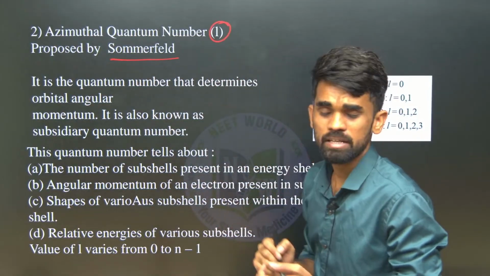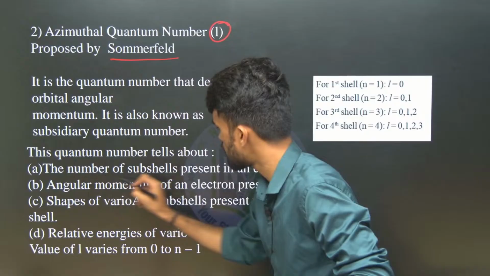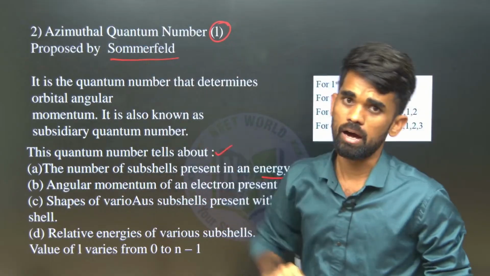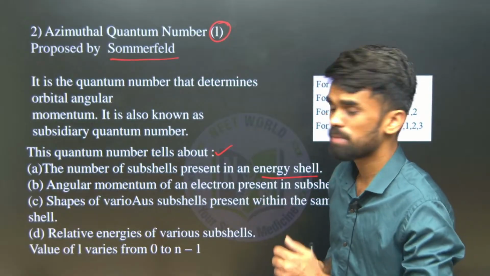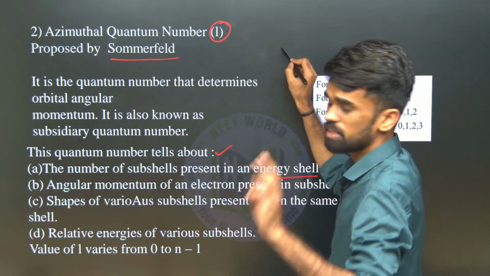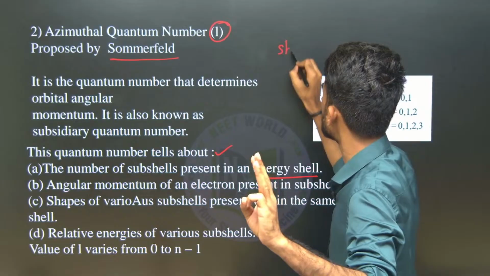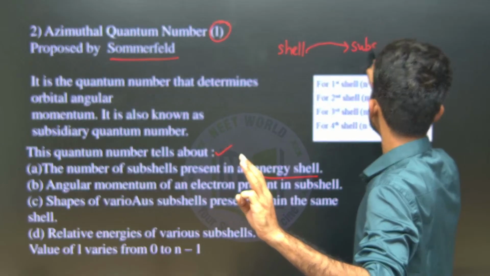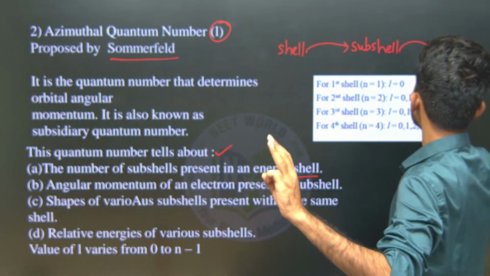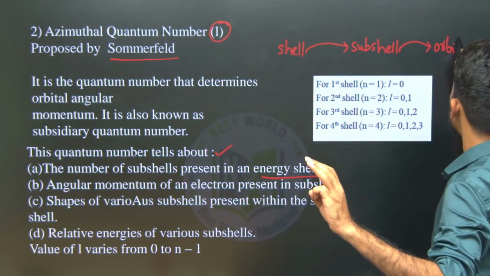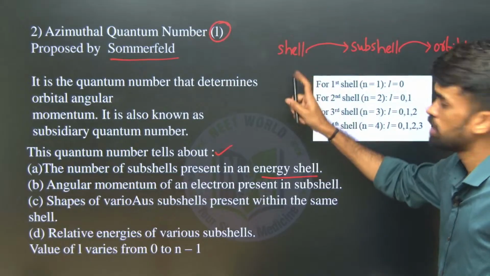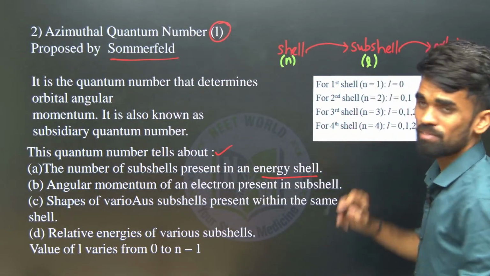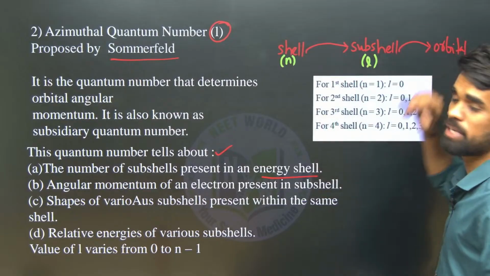So what is the use of this? The number of subshells present in an energy level is given by this azimuthal quantum number. Number of subshells means what? You should be clear on 2 or 3 things. One is the shell. In this shell we have subshells, and in these subshells we have orbitals. Shell is indicated with K, L, M, N, and subshell is indicated with the L value. In that we have orbitals.